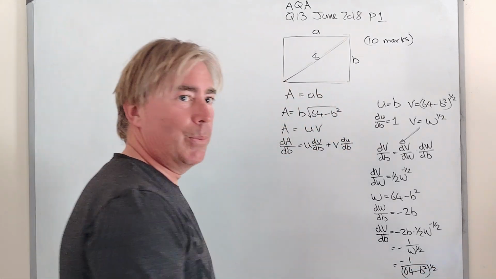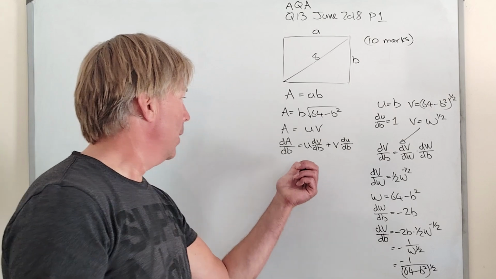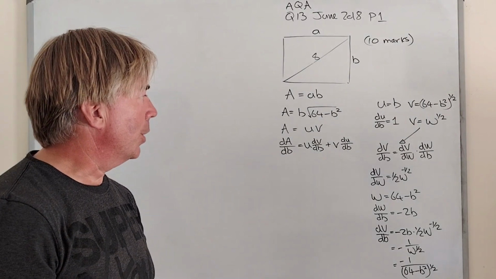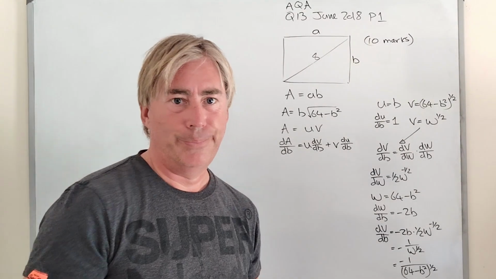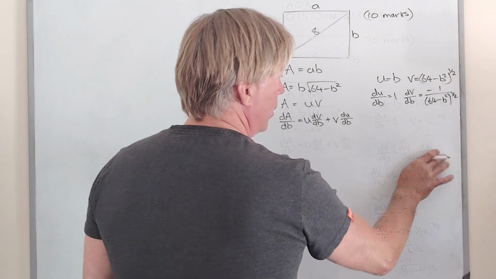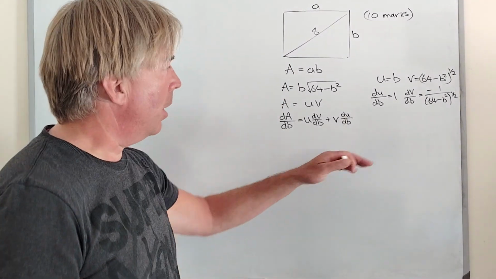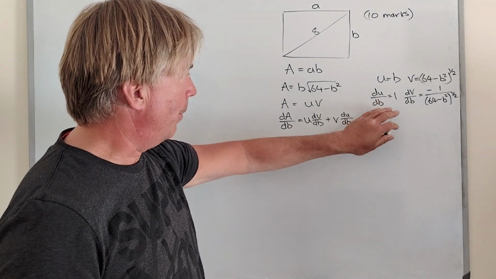Okay, so we've got our components to go ahead and do our differentiation using the product rule. So that's step 2. I've got rid of our workings on the right hand side and just simplified things.